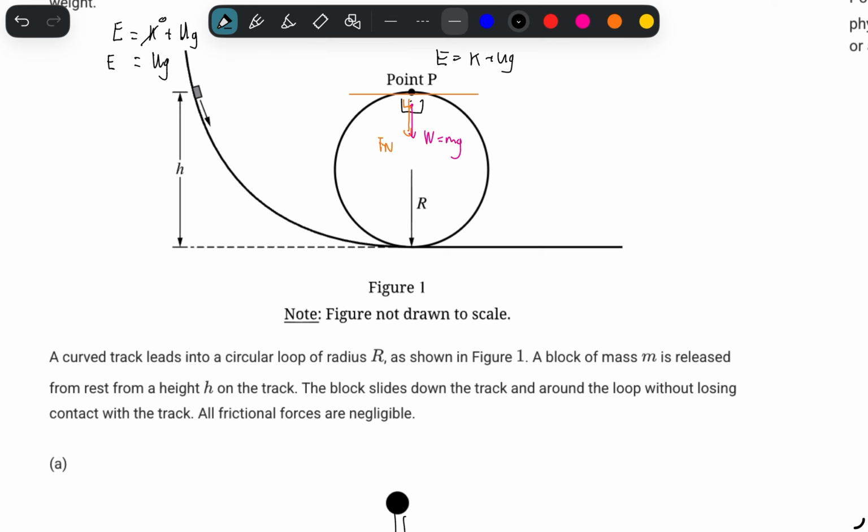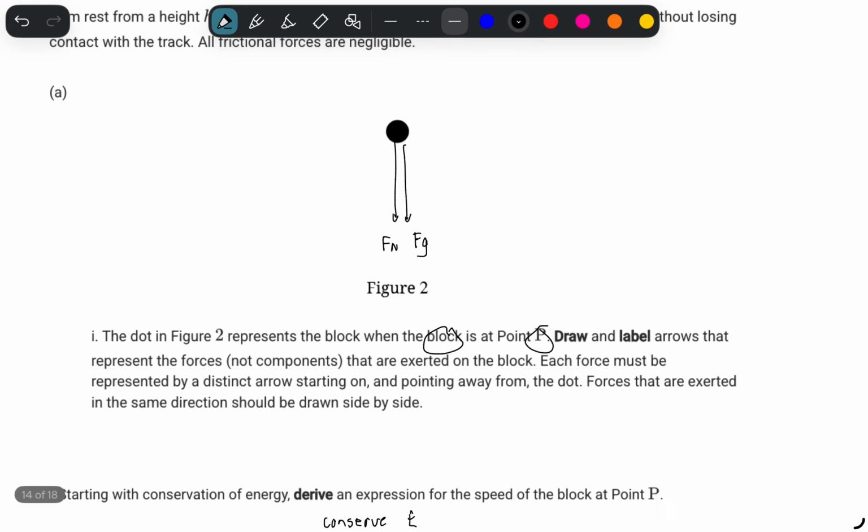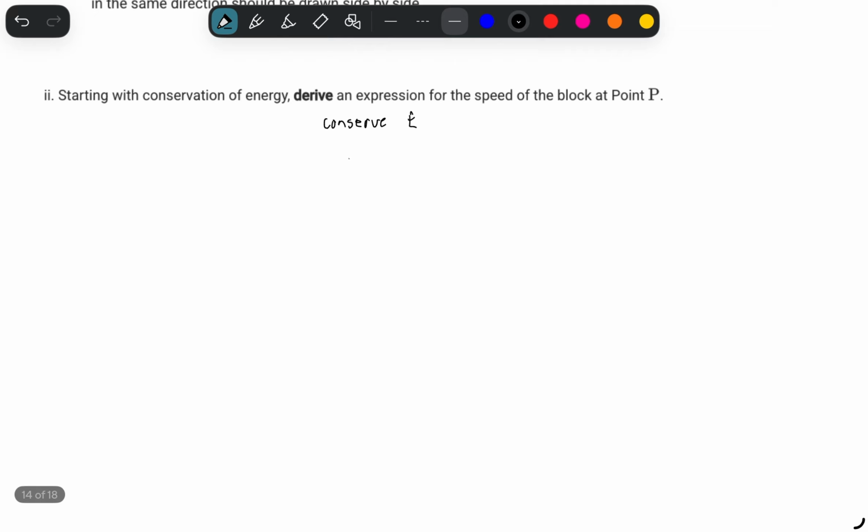Now let's think about what we have here. Kinetic energy here is going to be 1/2 m v, and let's call this vP, velocity at point P, squared, and we're going to have potential energy again. That's going to be mg times 2r, because this is twice the radius. We're using radius to define our height here. Now we can use conservation of energy. That states that initial is equal to final, right?